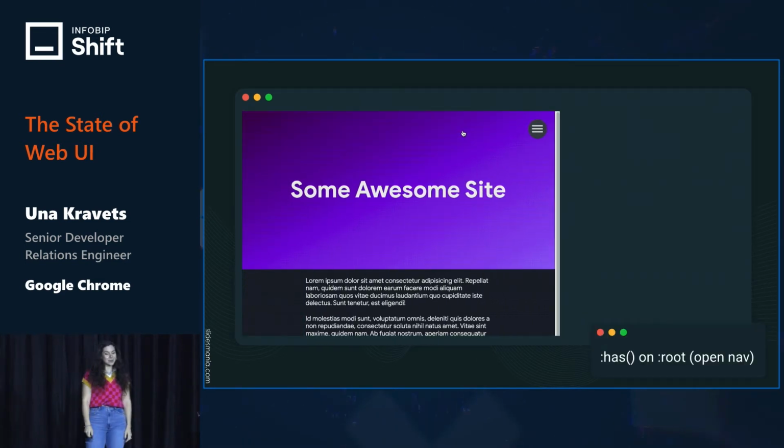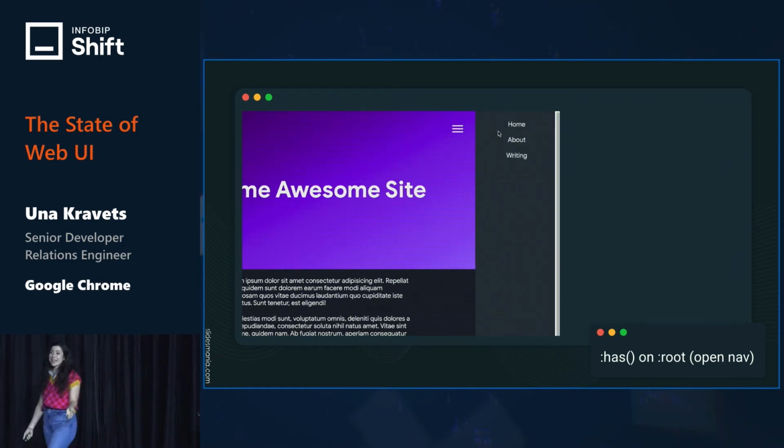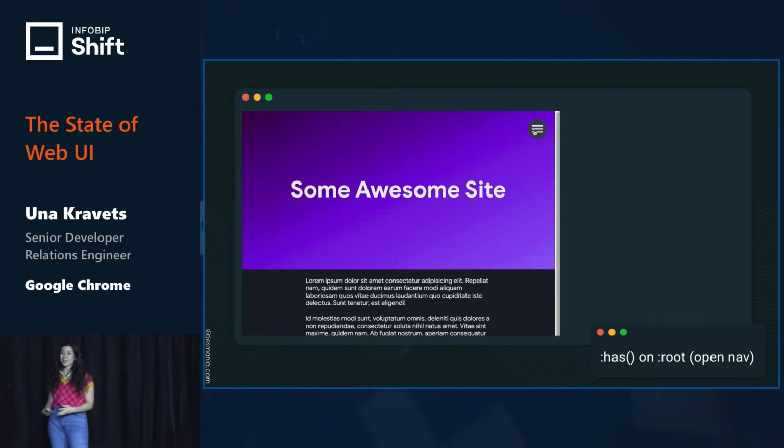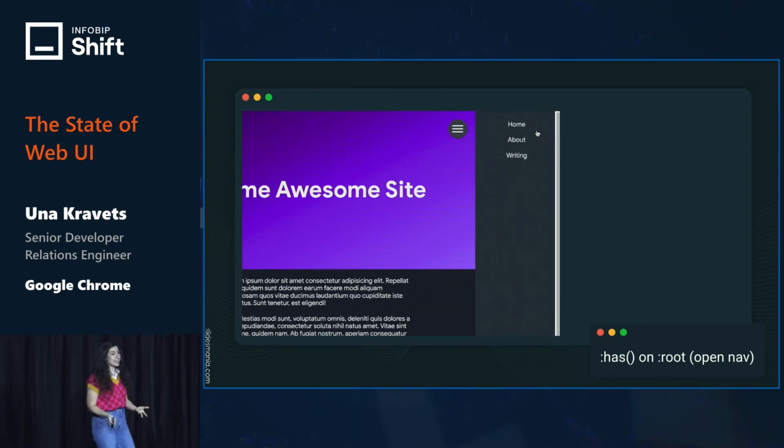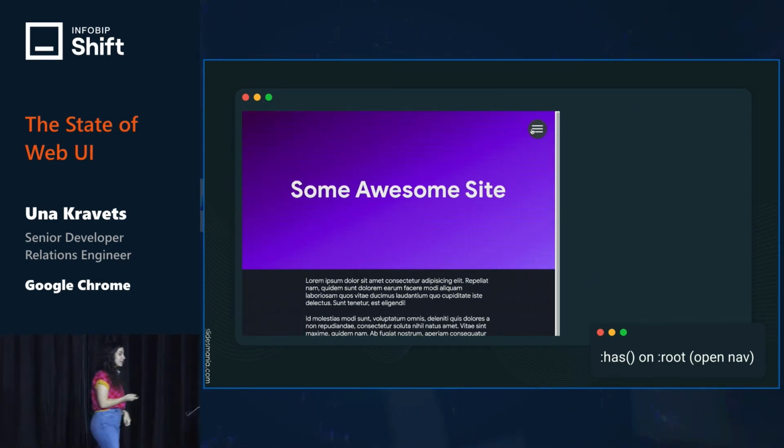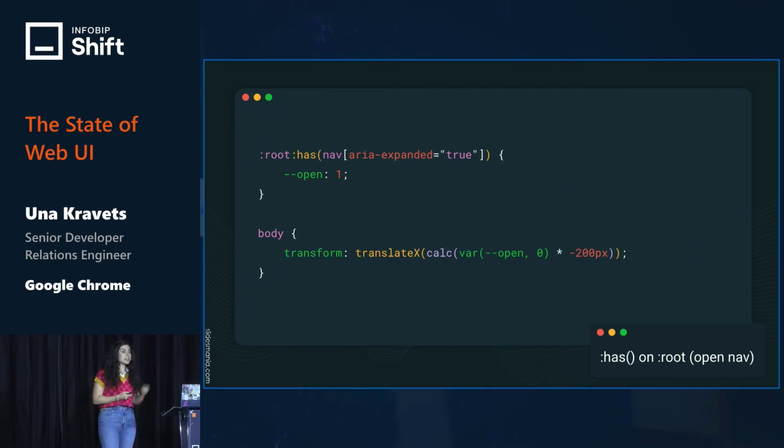Another great example is using has on the root. And you can use has on the root for a couple of things. One example is dark and light modes, where you could set the dark and light theme based on using has and selection. Another one is that menu example.